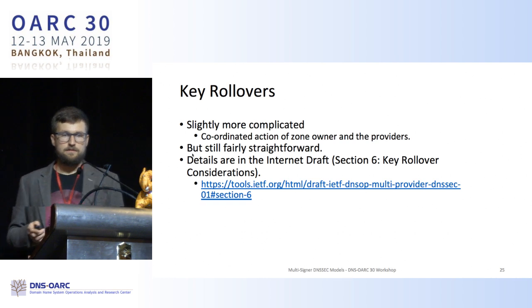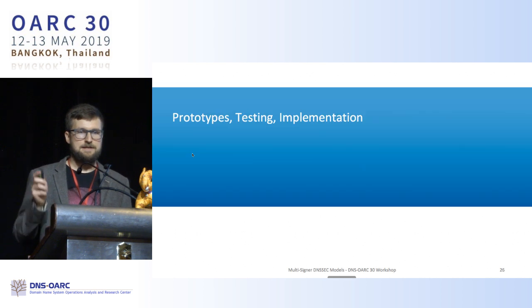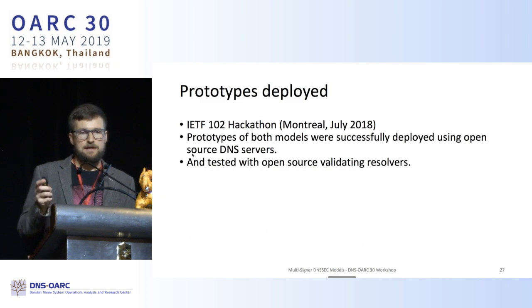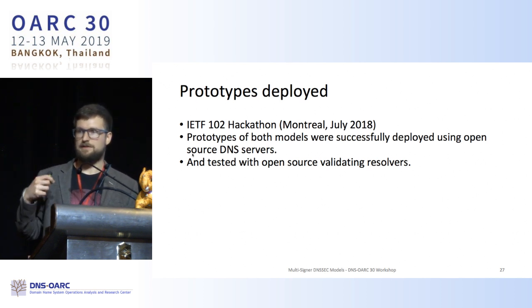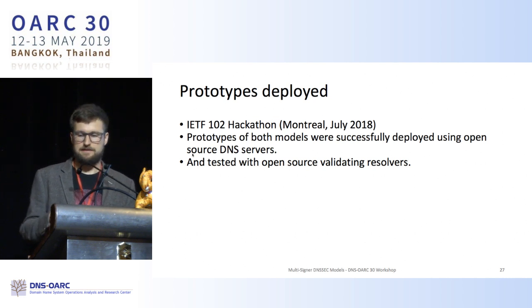I will quickly mention key rollovers. This multi-signer model doesn't bring any complication to this model. It's still pretty straightforward. There's one section in the draft where we promised to talk about some implementation. So after the last IETF in Montreal in July, we actually tried to validate these models. We set up some DNS servers, made sure it works. And just after that, we started thinking about, if the providers were to implement this, we have to have some common interface that the providers need to agree on.